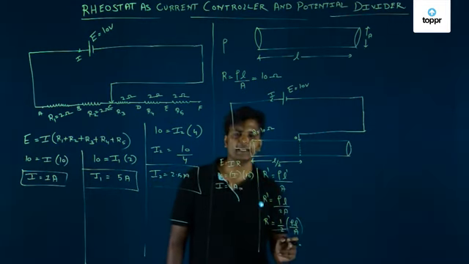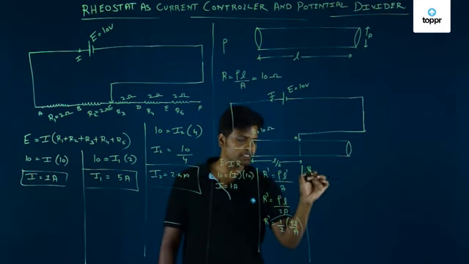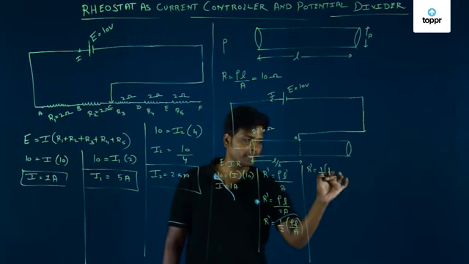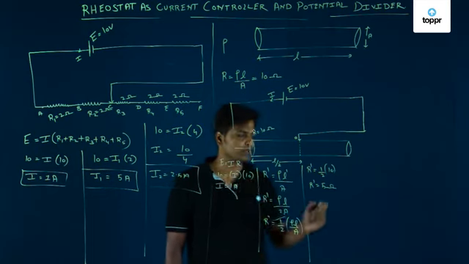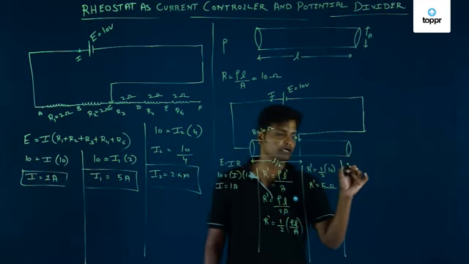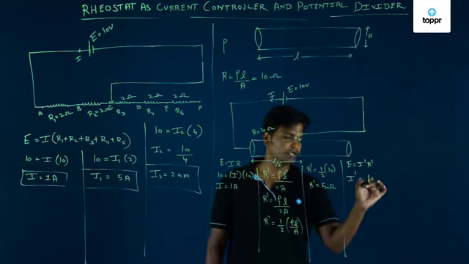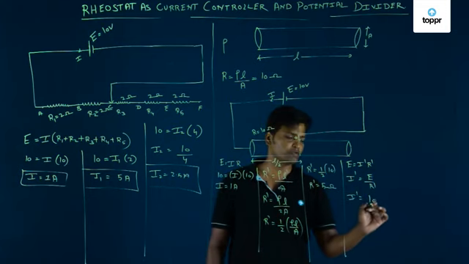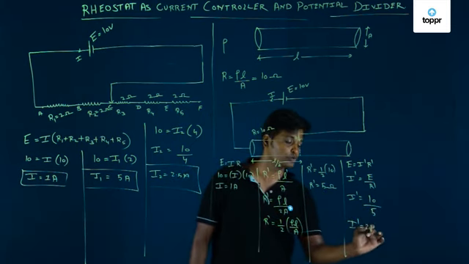And what is rho L by A? It is nothing but the resistance, this resistance which is equal to 10 ohm. So the new resistance R dash is now half of 10, which is equal to 5 ohm. Right? So that means this resistance is 5 ohm. Now let us calculate the current. The current is given by E is equal to I dash into R dash. So I dash is equal to E upon R dash. E remains the same, which is equal to 10 volt, upon R dash. The new resistance is 5 ohm. So I dash is equal to 2 ampere.